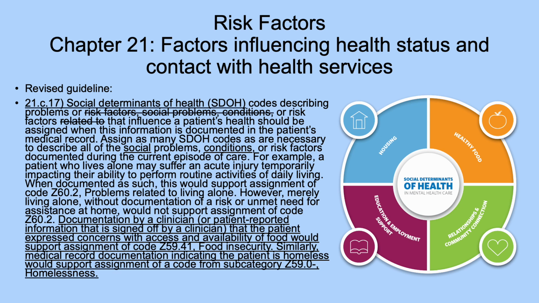There also are codes for examinations and encounters for risk factors. So they changed the guidelines for risk factors. Social determinants of health, the first couple of changes are just editing changes. The important part is this part down here. Documentation by a clinician, or patient-reported information that is signed off by a clinician, that the patient expresses concern with access and availability of food would support assignment of Z59.41, food insecurity. So if the clinician sees it or the patient says, I'm worried about getting enough food, you can use Z59.41.